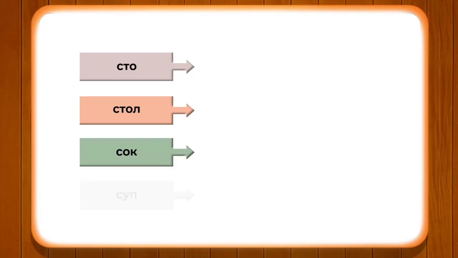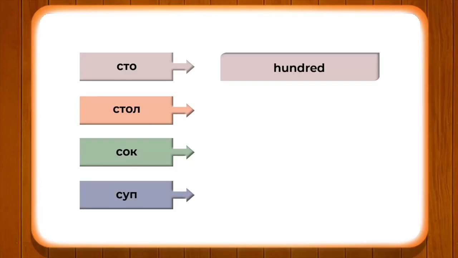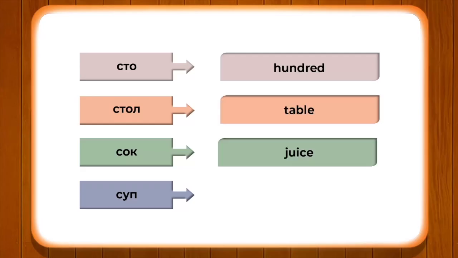All right. Now, let us go ahead and look at a few more such examples. Stol, stal, sok, sup. Sto means 100, stol means table, sok means juice, sup means soup. So, here you have seen that the role of udarenie is falling onto O when we are pronouncing sto. When we are pronouncing stol, it is again on O. Same is the case in sok, and on U when we are pronouncing the word sup. All right. So, you can also note them down and read.